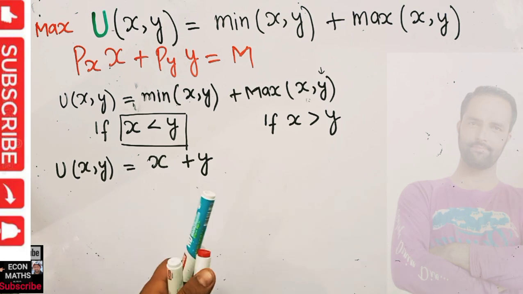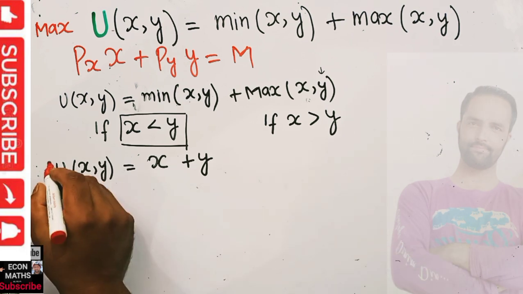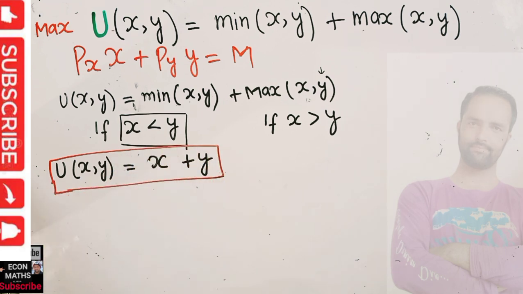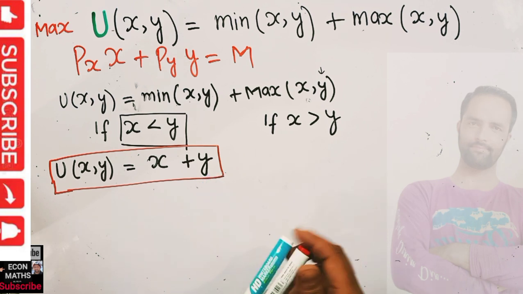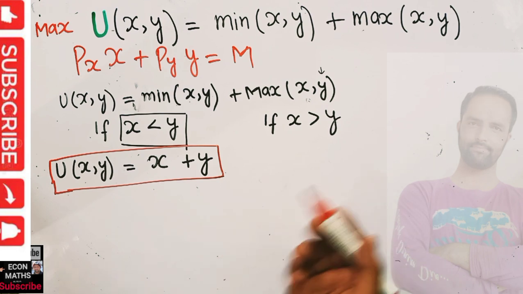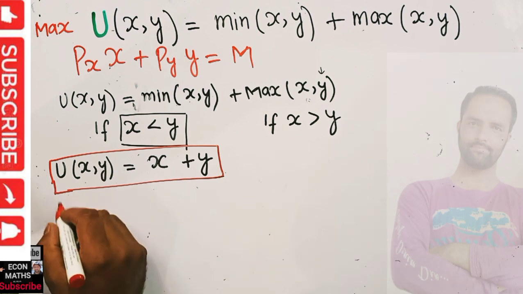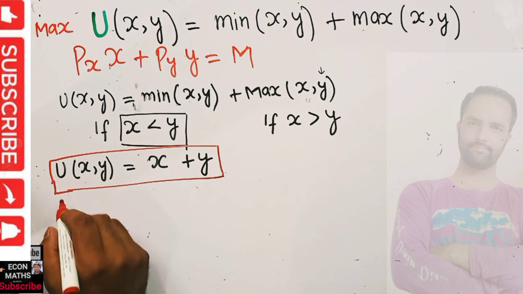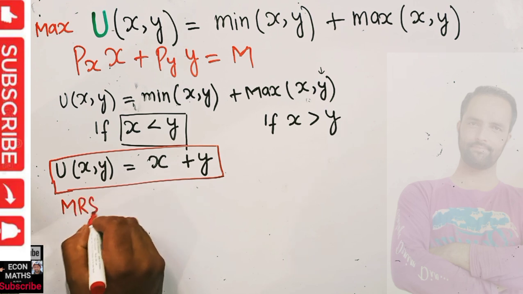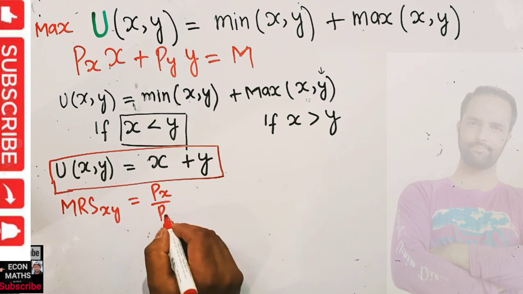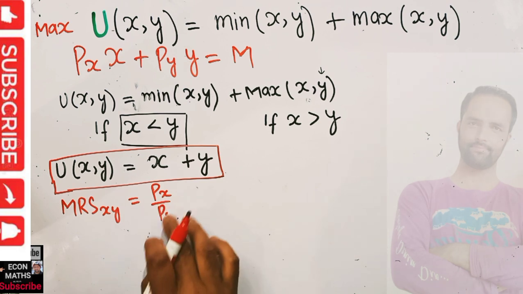Now, to find the optimal values of x and y, this is our simple utility function for perfect substitutes. If we want to give further analysis to find the optimal values of x and y, let us solve this. We know that the optimal condition, that means equilibrium, requires that our marginal rate of substitution between x and y should be equal to the ratio of the prices, price of x upon price of y.